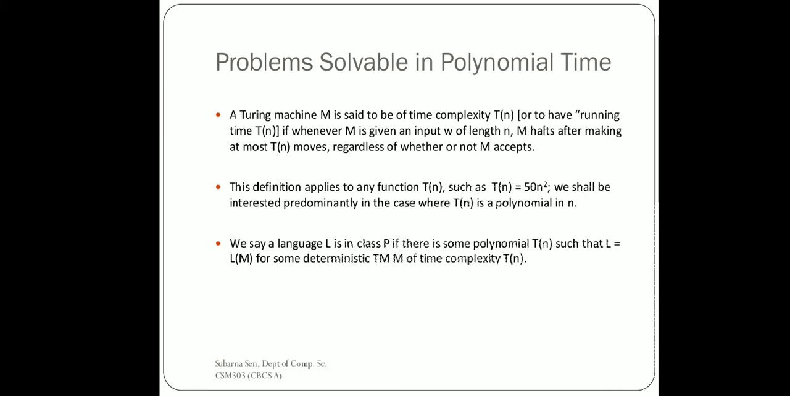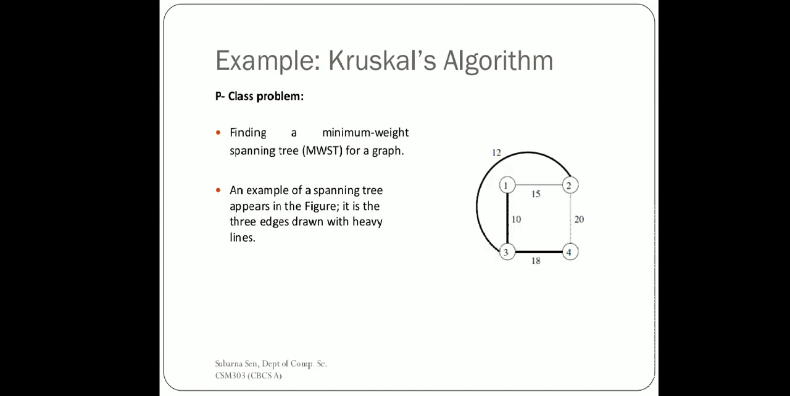That means this language can be accepted by my Turing machine M following the time complexity of Tn, in a polynomial amount of time. Okay, so let us move directly to the example now. This is a very famous algorithm for finding a minimum weight spanning tree. You know, a greedy approach called Kruskal algorithm. I am not going into the details of how it works, because all of us know it, we have learned it so many times.